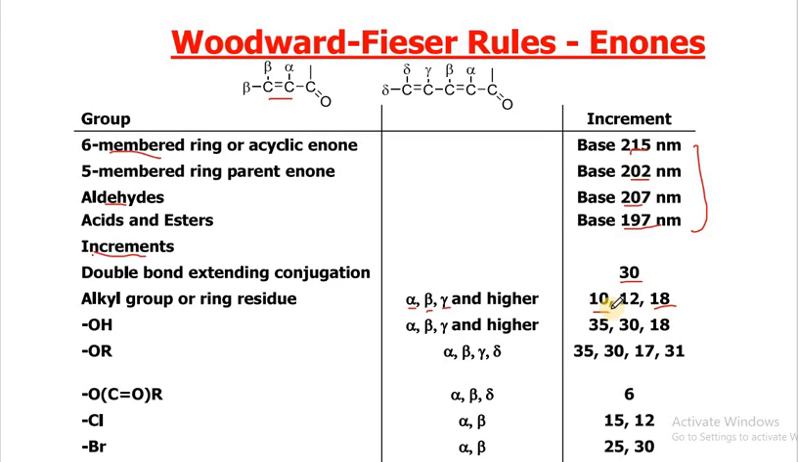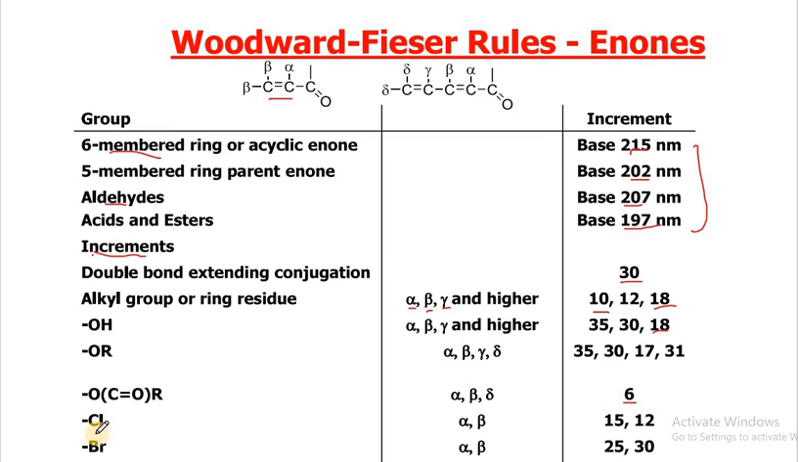So it matters at what position alkyl group or ring residue is present, and different positions have different values of nanometer. If OH group is present, it will again depend upon the position where it is present. If it is at alpha, then 35 nanometer. If it is at beta, then 30 nanometer. If it is at gamma or higher value, then it is 18 nanometer. So similarly for OR group, these are the positions and these are the values, 35, 30, 17, 31. And then for the OCOR group, we have values alpha, beta, delta, that is 6 only.